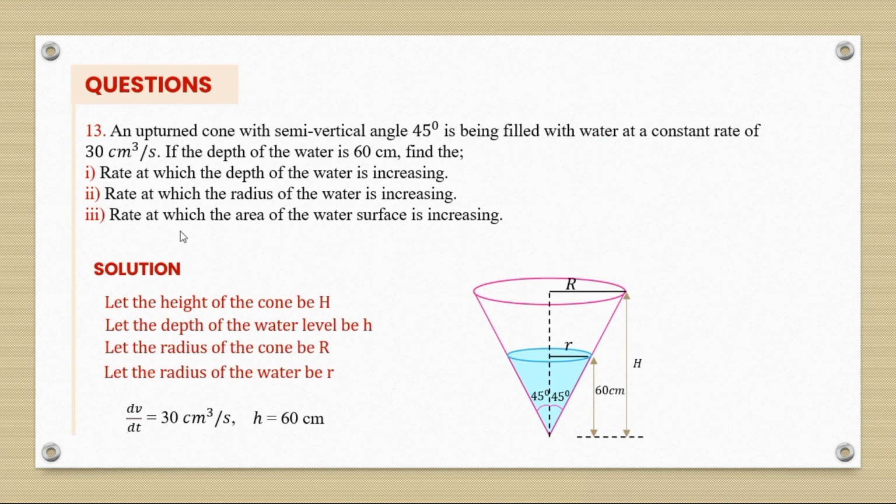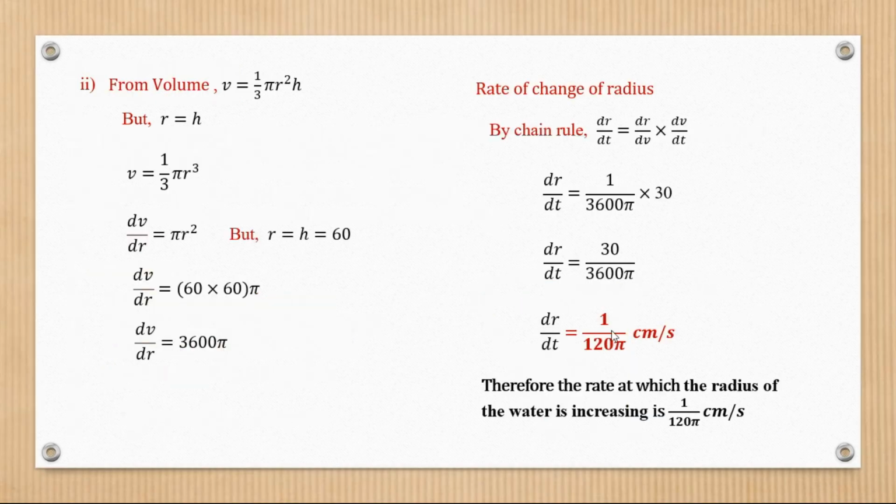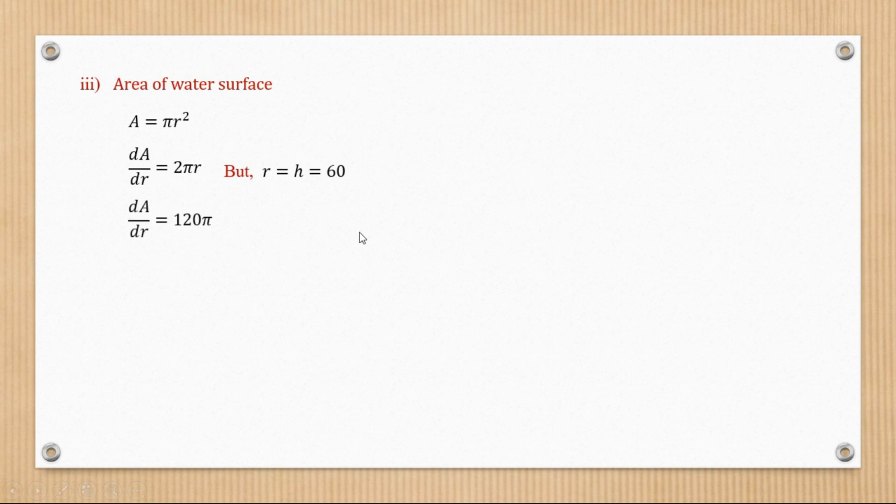Alright, so in part 3, we're being told to find the rate at which the area of the water surface is increasing. So when finding the surface area, this value of dr/dt shall actually become useful, because there is a relationship between this radius and the rate of change of surface area. So area of water surface, we know it's going to be A equals pi r squared, and then dA/dr is equal to 2 pi r. That's what happens when you differentiate with respect to r. Now we remember that r is equal to h is equal to 60. So plug that in, and we'll have dA/dr being equal to 120 pi.